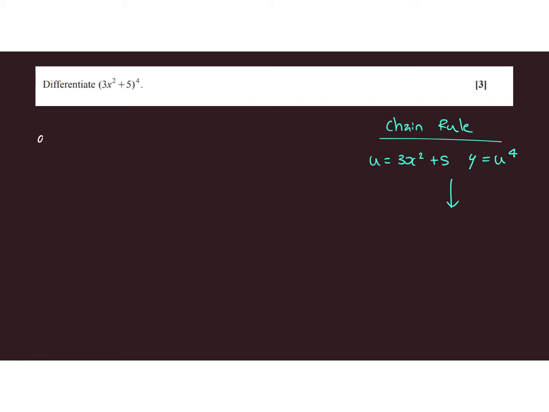So my dy by dx, I need to multiply by the power. So look at the current power, it's 4. I need to multiply by this power, and then I need to reduce this power by 1, so it drops down to 3. And then I need to multiply by the derivative of the inner function here, which is 6x. And this gives me 24x(3x squared plus 5), all to the power of 3.